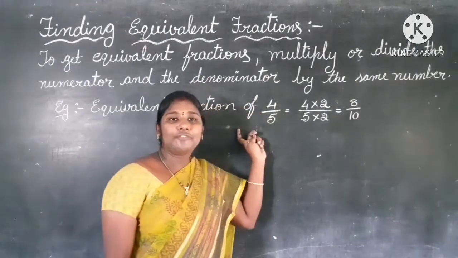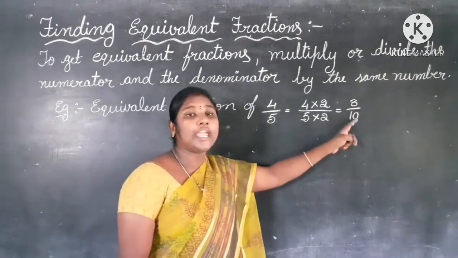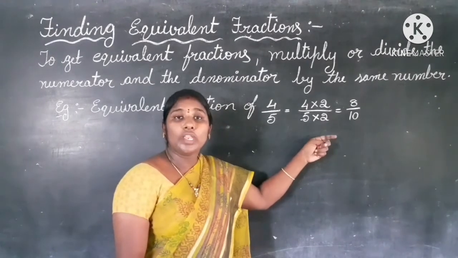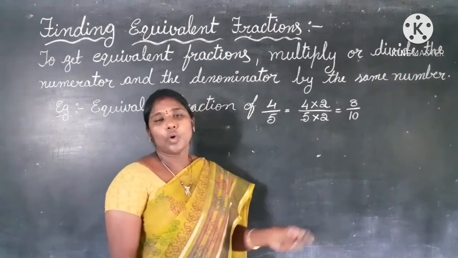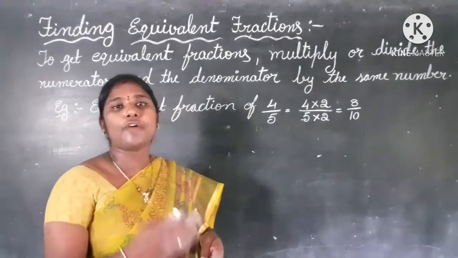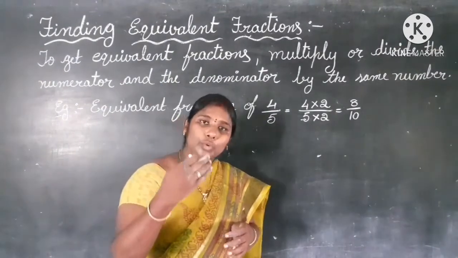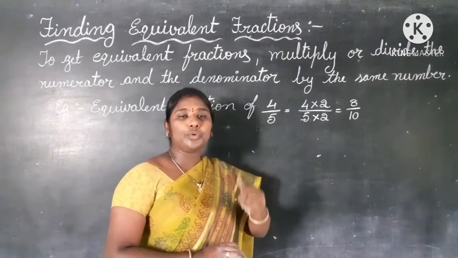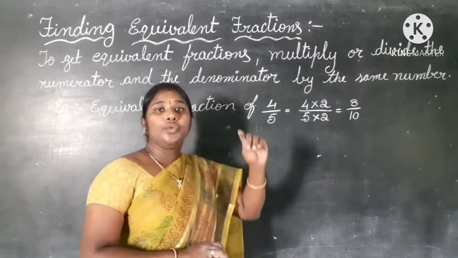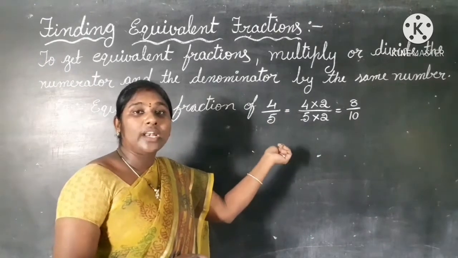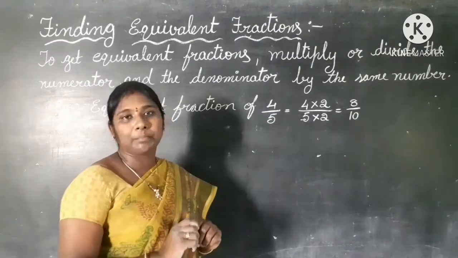So the equivalent fraction of 4 by 5 is equal to 8 by 10. Why do you do it only with 2, ma'am? No, if you want to do it with 3, you can do 3, 4, 5, 6, 7, 8, 9, 10. Whatever number you take, you have to do one thing. What do you have to do? You have to multiply both the numerator and denominator by the same number.